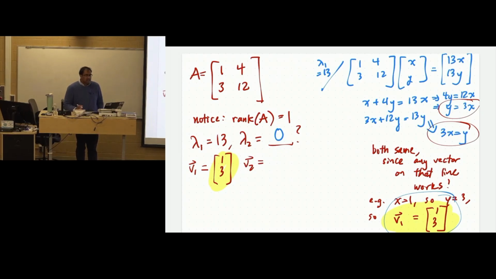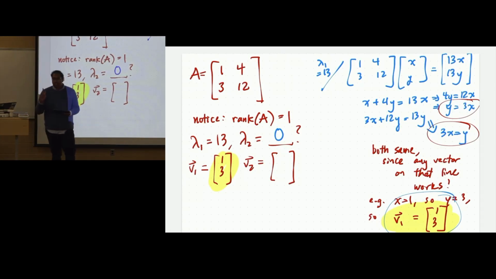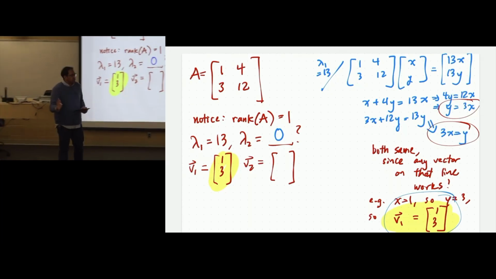What is this? It would just be anything in the null space of A. Good. Why is that? Because 0 times the vector is going to equal a 0 vector, so you need A times that to equal the 0 vector, which is only possible if it is a 0 vector or in the null space. Exactly.